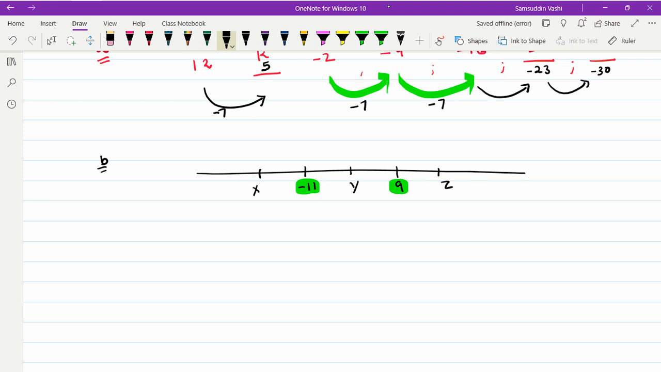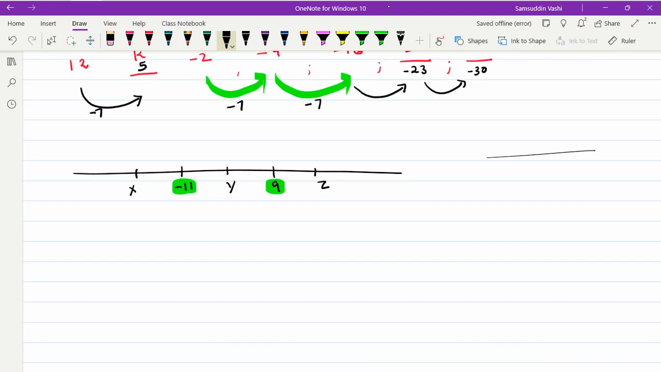No, -11, that's my number line. That's -11. That's +9. I must always go through 0. So from -11 to 0, how many units? If I count 1, 1, from -11 to 0, it's 11. And from 0 to 9, if I count it, it's 9. So the total distance between those two numbers is 20 units.